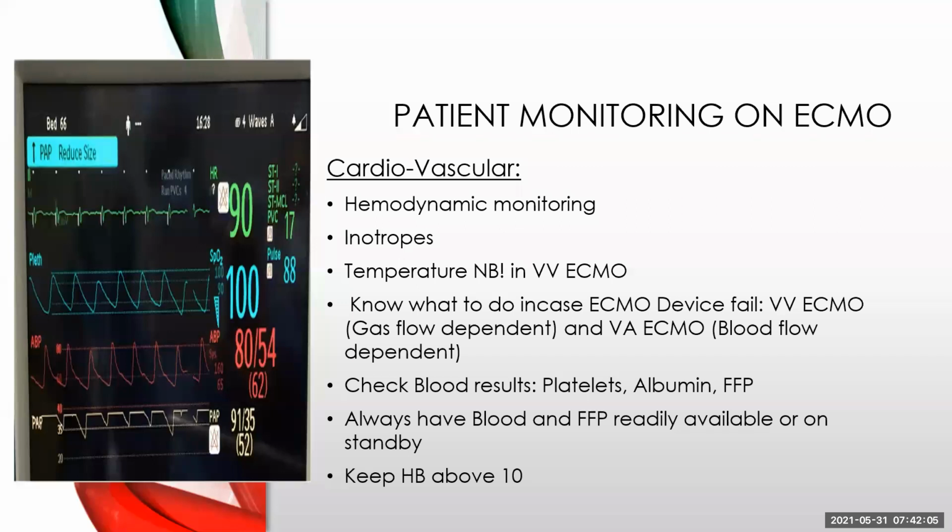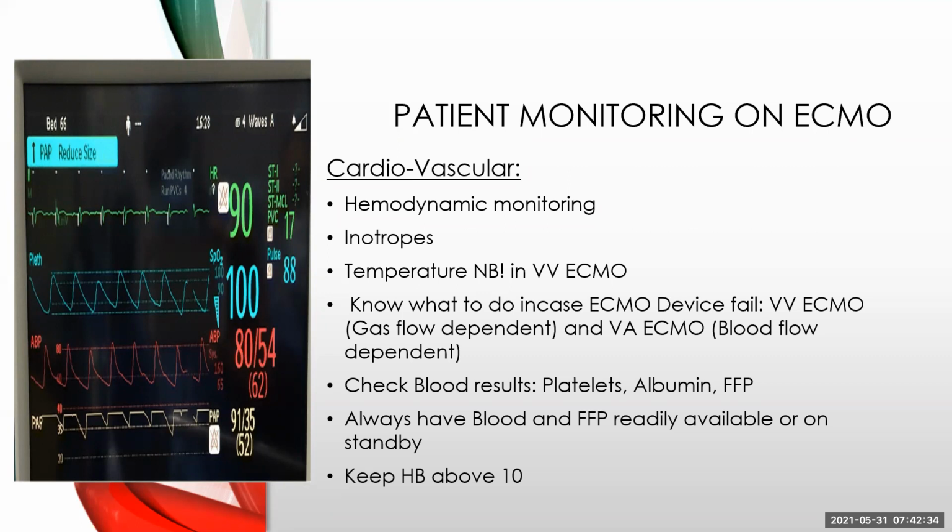So on VV ECMO, we keep the temperatures between 36 and 37. It's very important, like I've said just now. So if they're going to have a temperature of about 35, you're definitely going to see a bradycardia on your monitor, and that means your patient's getting too cold. So if you don't have a heater unit, like with most of our cases, then you can use a bear hugger or put blankets on the patient.